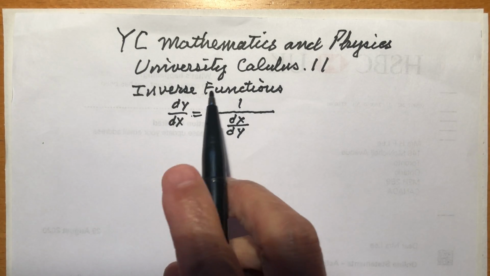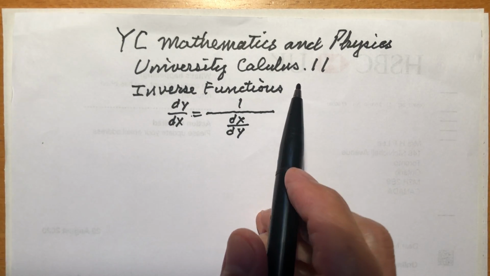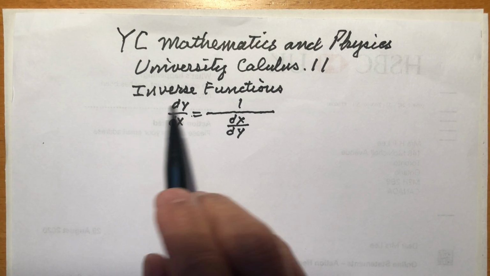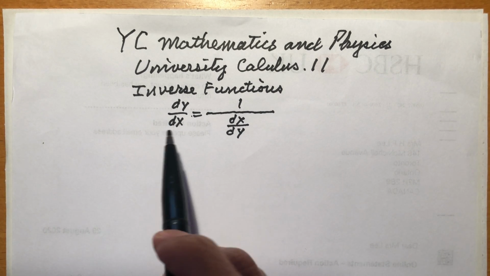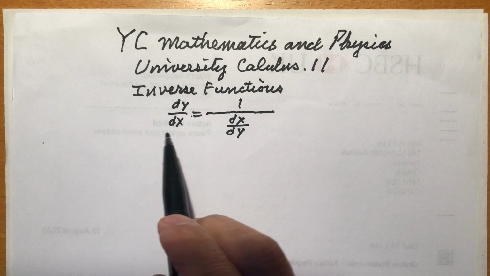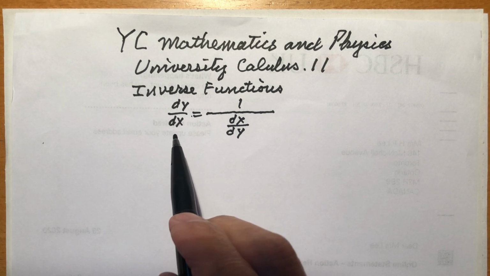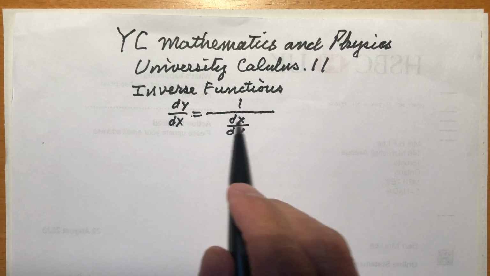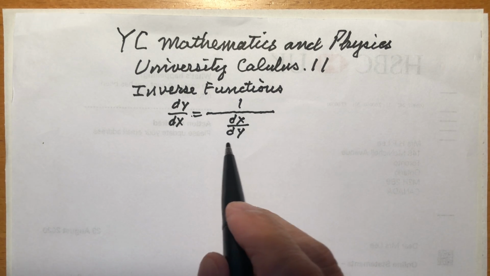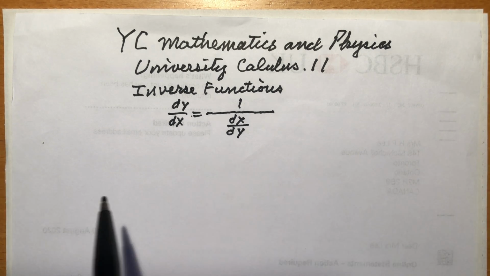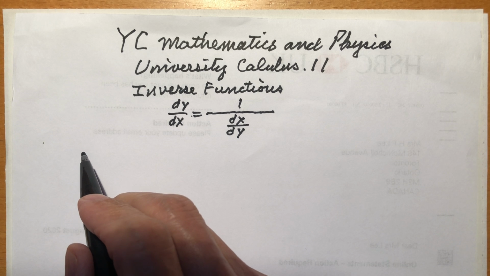This is University Calculus, Lesson 11. We talk about inverse functions. We want to show you dy by dx is equal to 1 over dx by dy. So let's start with an example.